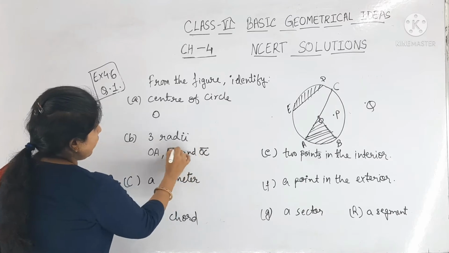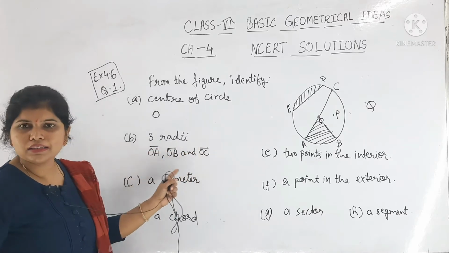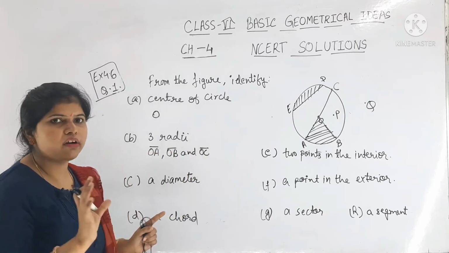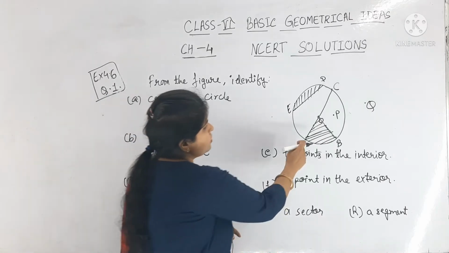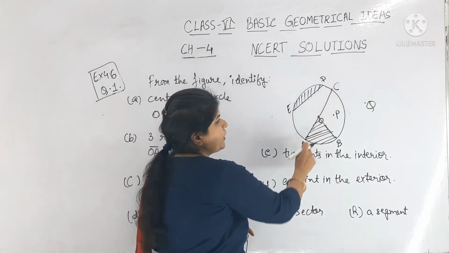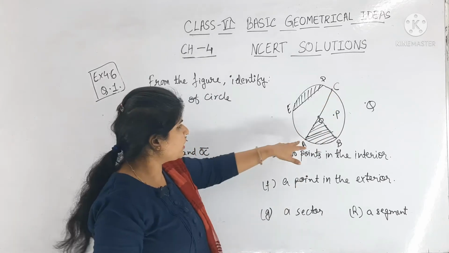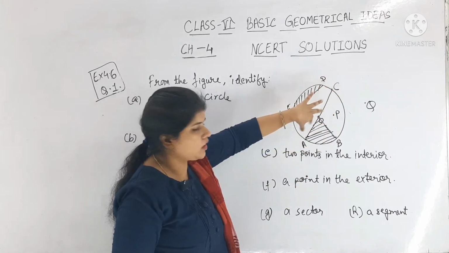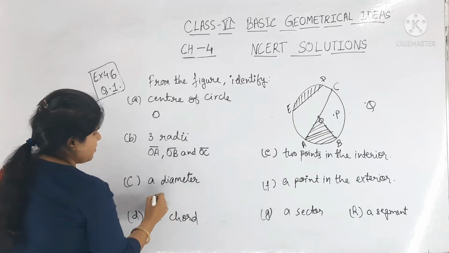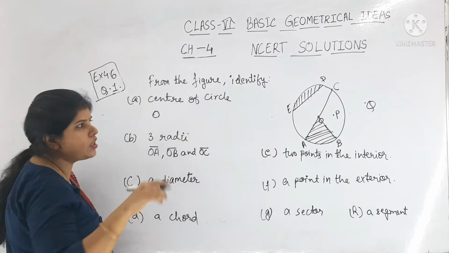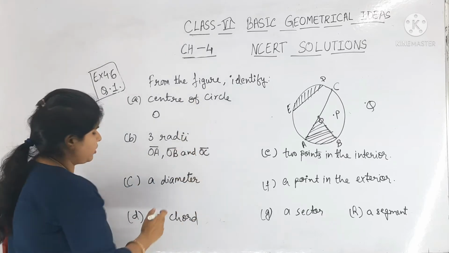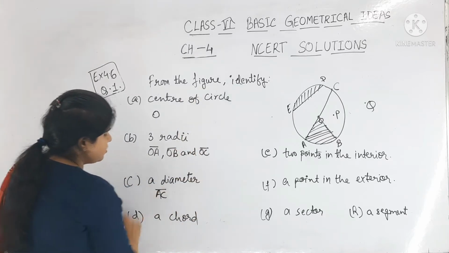One line segment you have to draw, marking that this is a line segment, not a ray or a line. AC is a diameter. A diameter joins 2 points on the circle. The points should lie on the circle and you have to draw one line segment. So AC is a diameter.